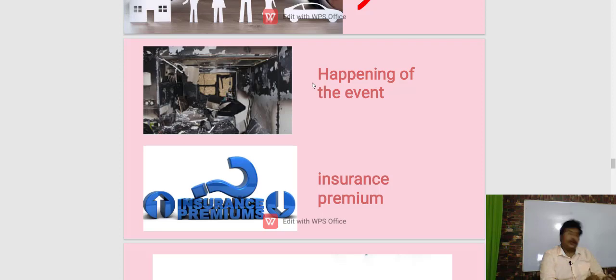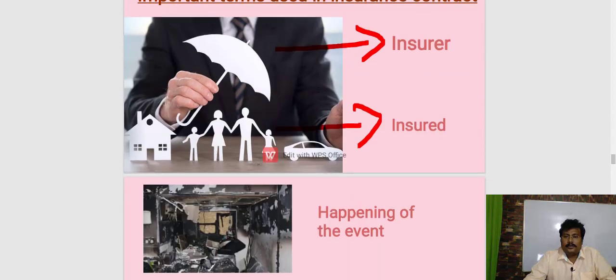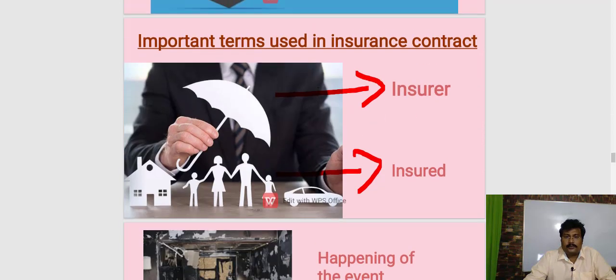An insurance premium is the amount we pay for getting the insurance service. So bachcha, there are 4 words: insurer, insured, happening of the event, insurance premium. Insurer is a person or firm who gives the insurance. Insured is the thing that gets the insurance from the insurer. It can be a house, a car, or human life. Like in the picture you can see one person holding an umbrella. It means the person holding the umbrella is the insurer, who is protecting a particular family against future damage. Okay.